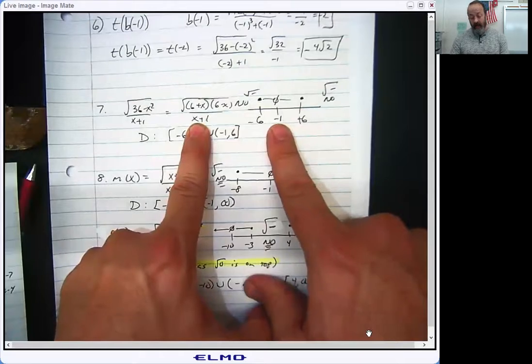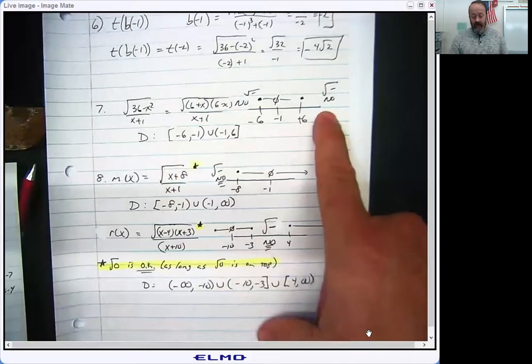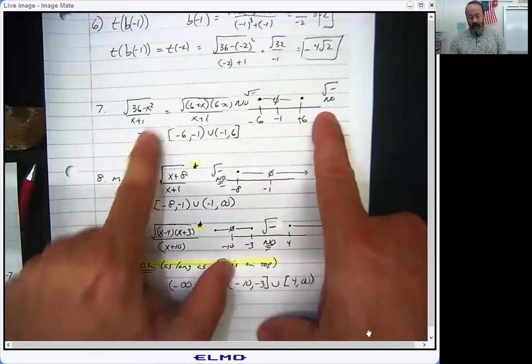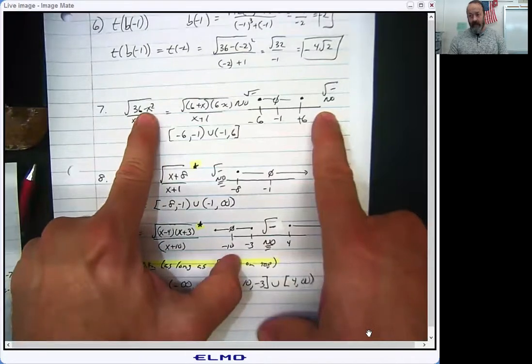So as such, when I tried to go to the right, and pick a number like 10, 36 minus 100 is a problem, a square root of a negative.